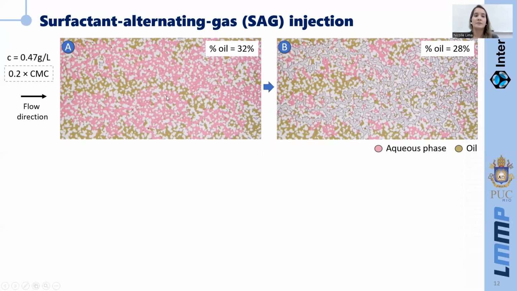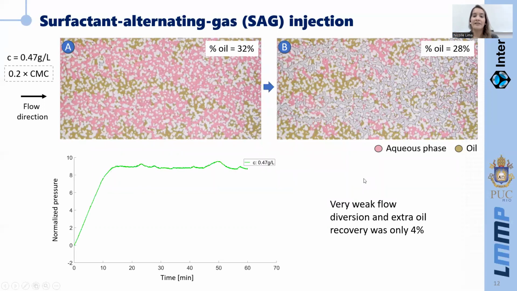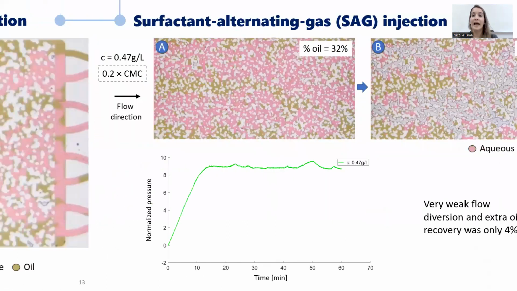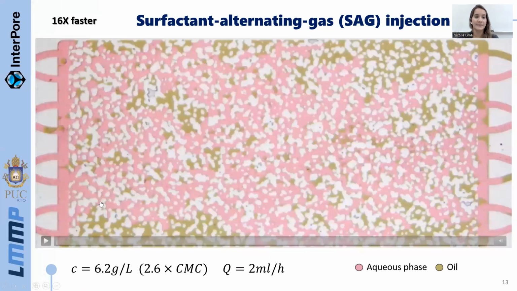In this first picture, it was taken after the surfactant solution injection, and in this B, after the gas injection. We have a very weak flow diversion, and the extra oil recovery was only 4%. Here is the pressure behavior. The pressure increases, reaching this plateau. Now we are going to add surfactant above the CMC.